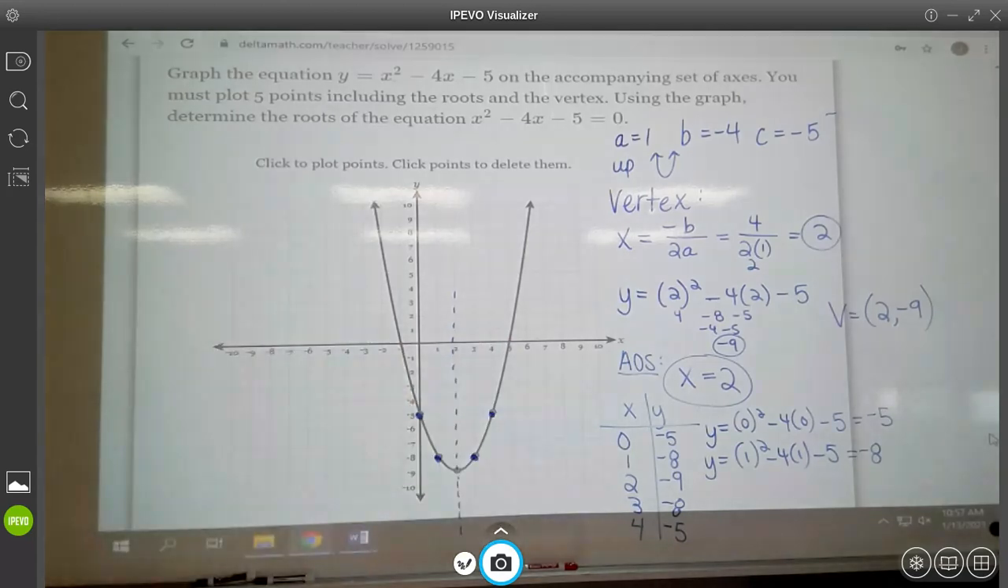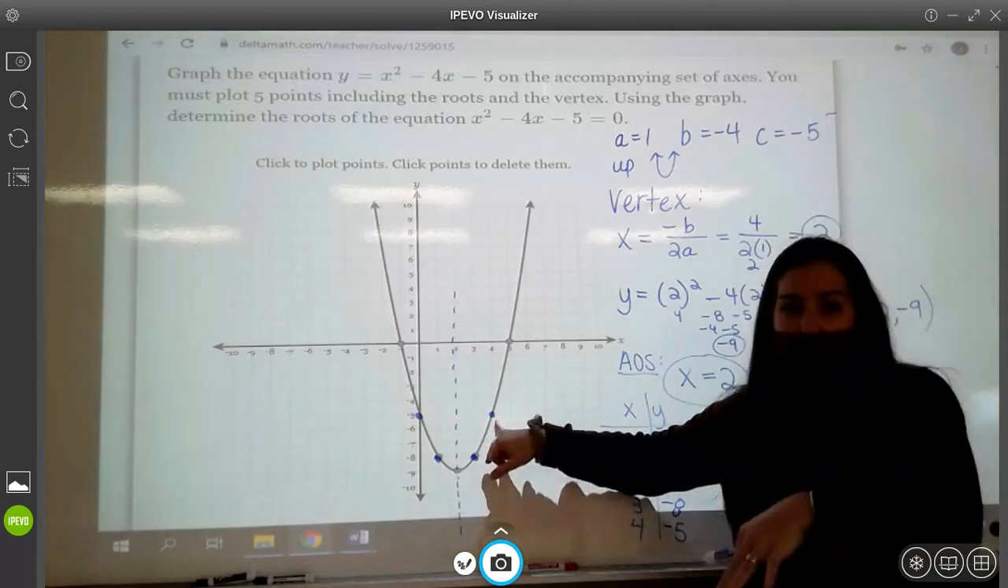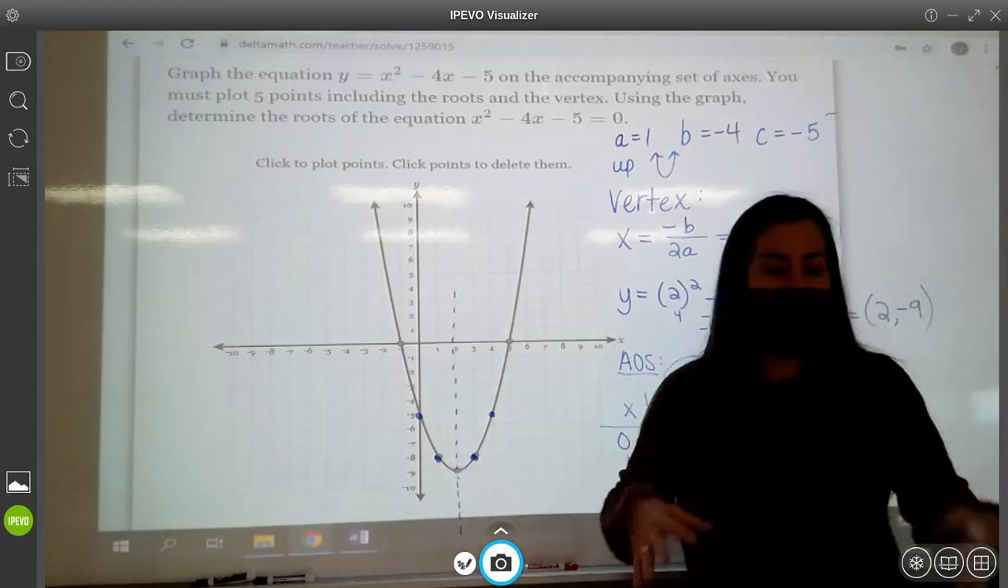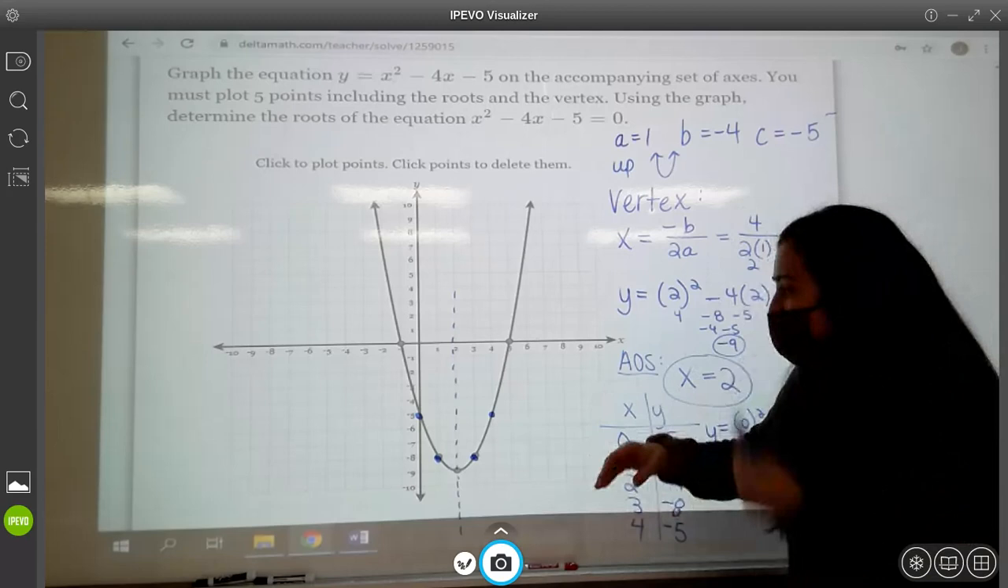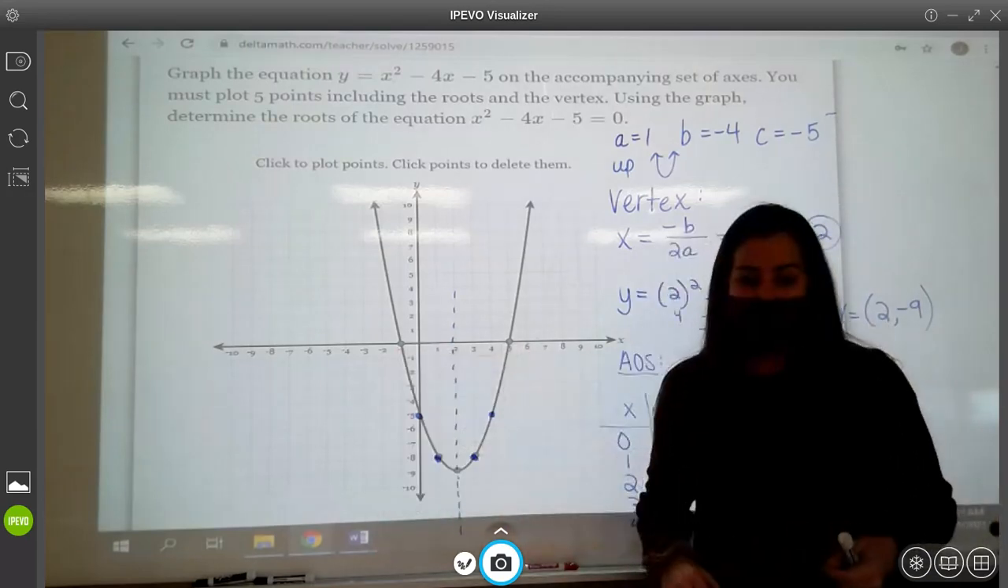All right, so I'm going to unclick this, and I'm going to click on the -1 and the 5. And there it is. And it still gives me the same parabola. See how this dot and this dot are still there? They just can't be one of my 5 dots. Your 5 dots have to include the roots, the x-intercepts, and the vertex.